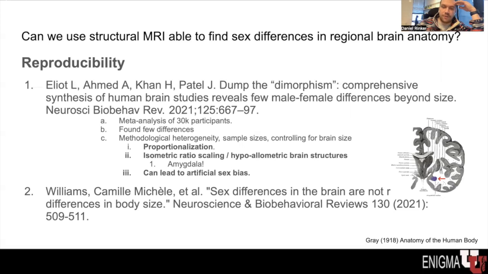So there are hypoallometric brain structures that do not, as the size of the brain increases, increase on a one-to-one scale, a linear scale. So if you control equally across the sexes, this can lead to artificial sex bias. If you want to learn more about that, and I suggest you do, you can find this in the Dicasian paper describing this in detail.